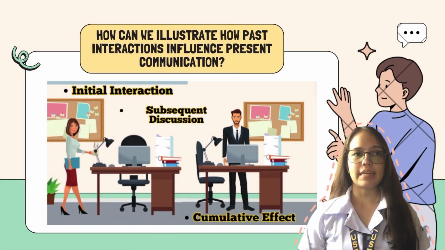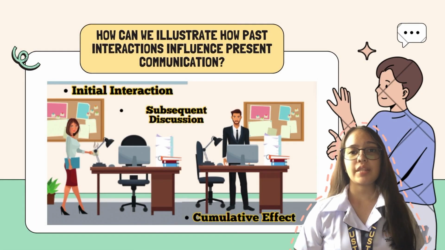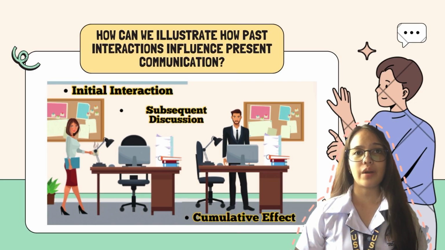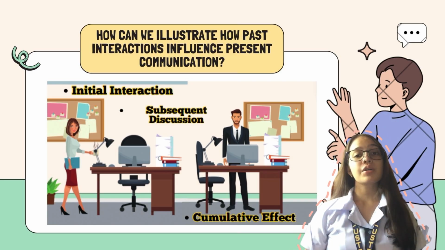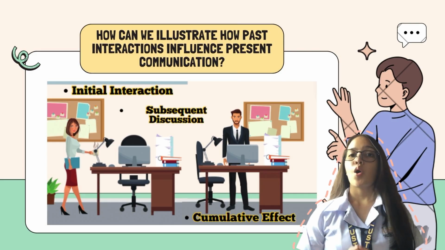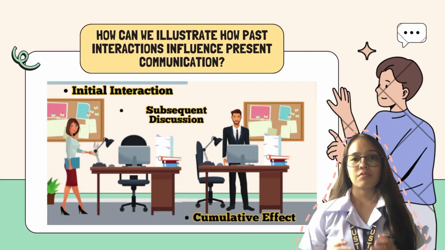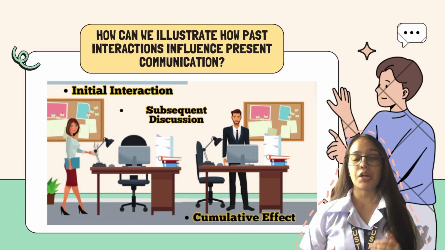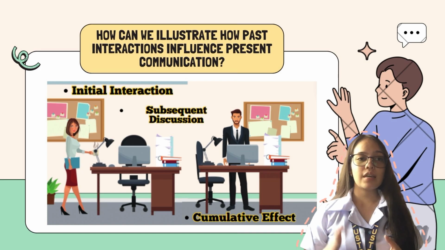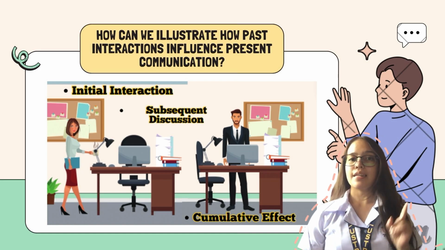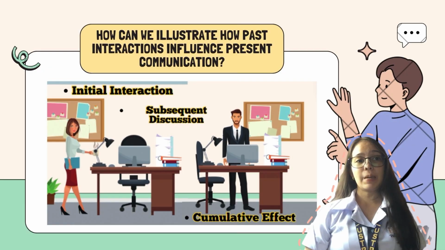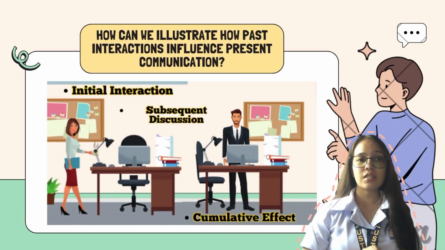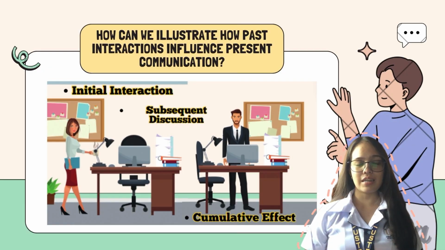Now, the question is, how can we illustrate how past interactions influence present communication? Consider a workplace scenario where team members collaborate on a project. And of course, in the group, there will be an initial interaction. The team holds a meeting to discuss project goals and share their ideas.